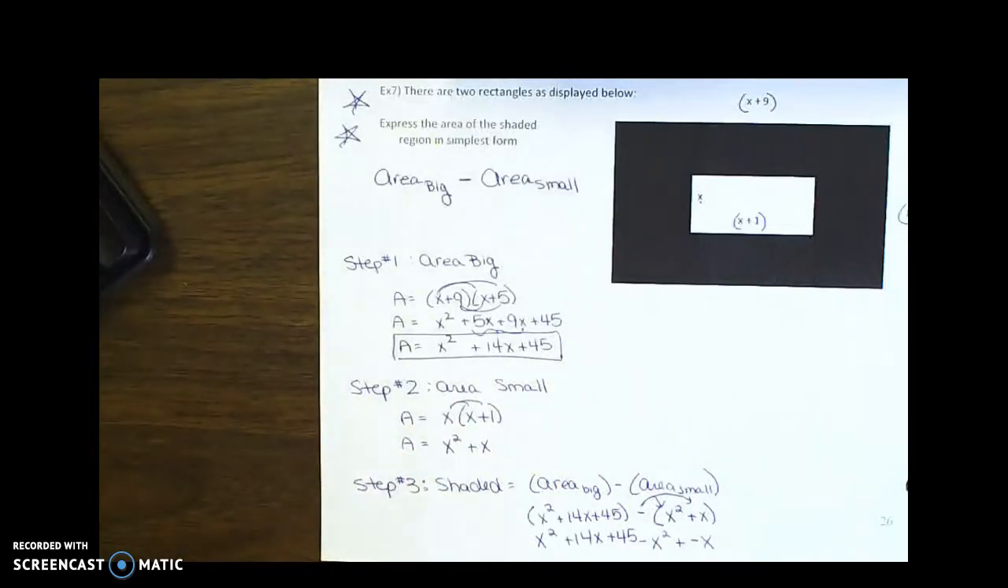And now we're going to go ahead and combine our like terms to get our final answer. So here we have x squared, negative x squared. Those are going to cancel. I'm going to have you finish combining your like terms, write your final answer, and input it in the computer when you are finished.